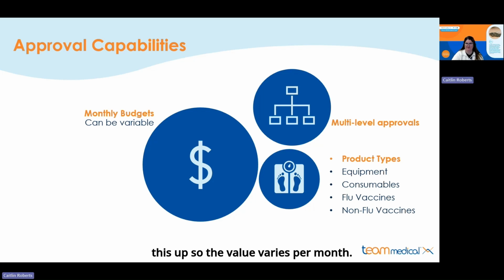We can set this up so the value varies per month. Budgets can also be specific to the product type. Say if you only want to spend $500 on consumables per month, this is an option.